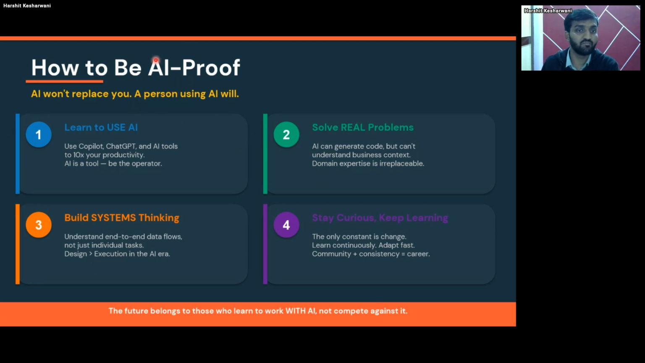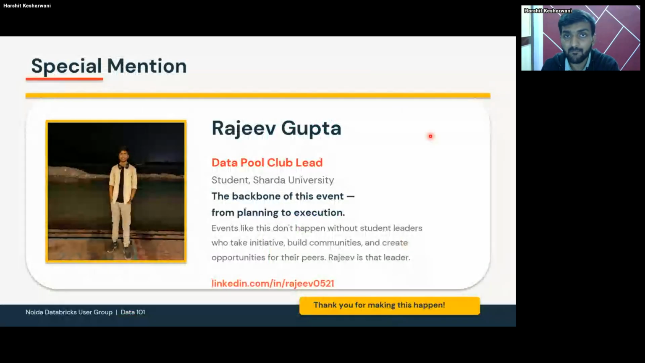This is, I think, all I wanted to share from this session. Before winding up, I would like to give a special mention to Rajiv. I want to give a big shout out to Rajiv Gupta. He's the data pool lead from Sharda University and the backbone for this entire event. From planning to execution, Rajiv has made this possible.